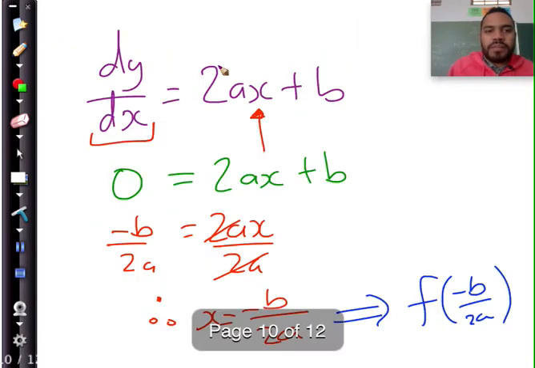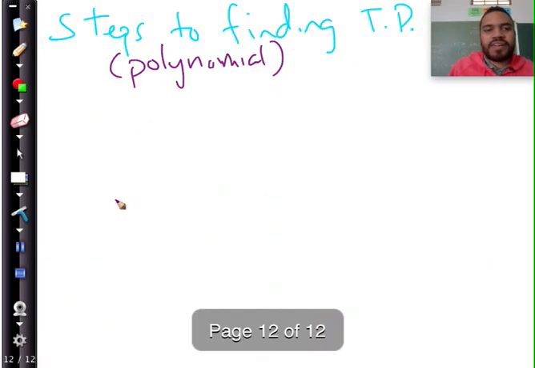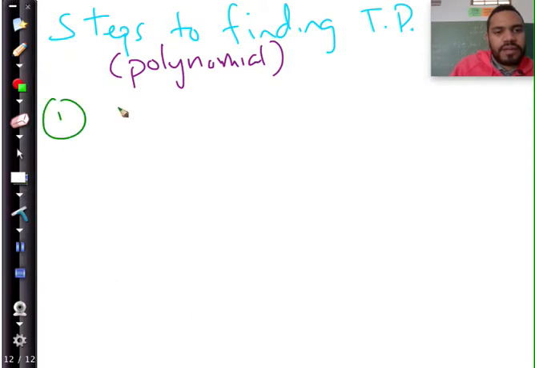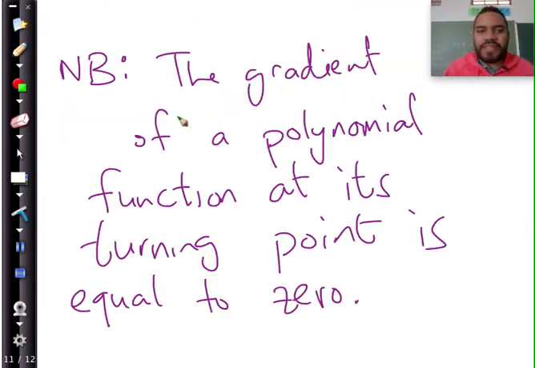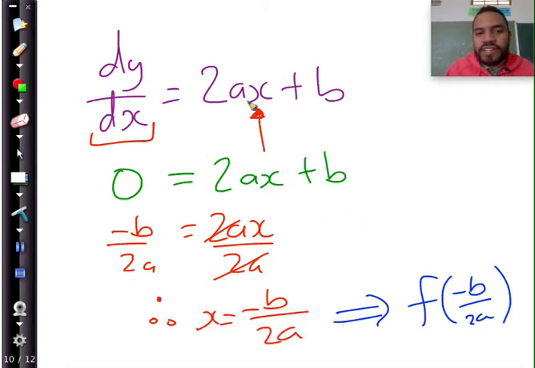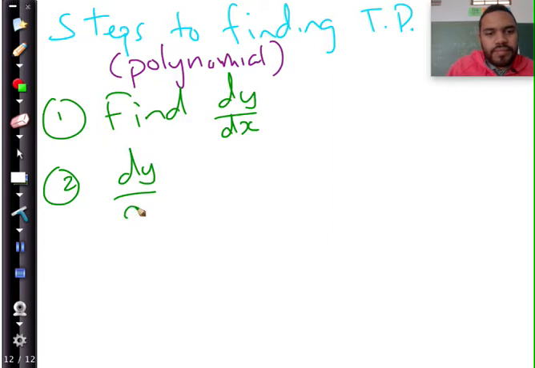So remember, the first step was to find the derivative. Step 1 is find dy by dx, which is the derivative. Then what was step 2, Ahad? After you found the derivative, what did we do? We made it equal to 0. Very good. Step 2 is we make dy by dx equal to 0.